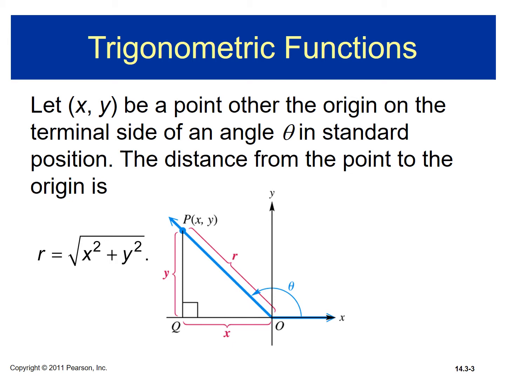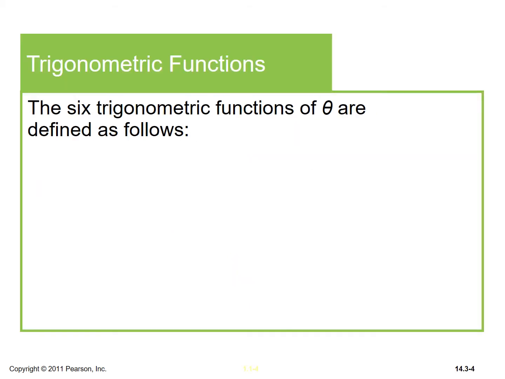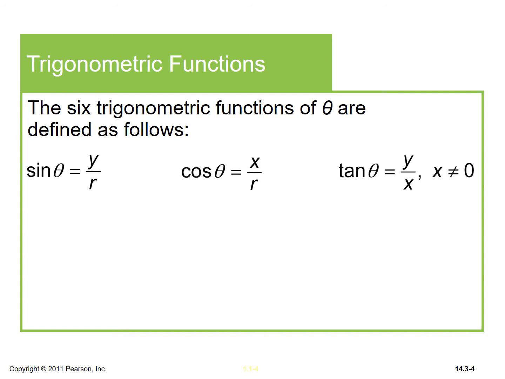So if we want to find r, it was x squared plus y squared equals r squared for the Pythagorean theorem. So we just take the square root of each side, and it would be r is equal to the square root of x squared plus y squared. So we're going to use that data and that information to work with these trig functions. So there's 6 trig functions of theta. These are defined as follows. The sine of theta, which would be y over r, cosine x over r, and tangent y over x.